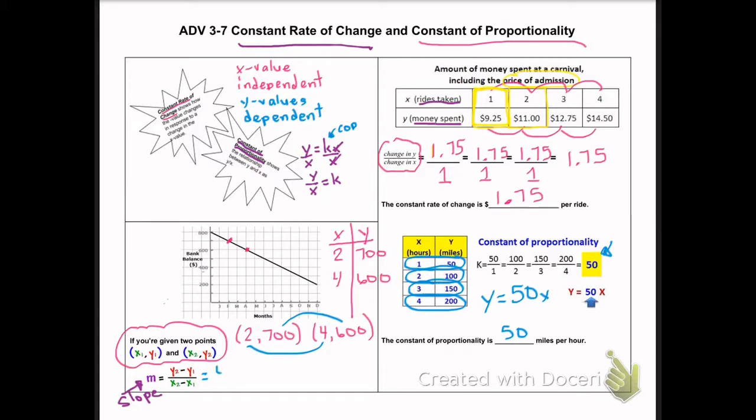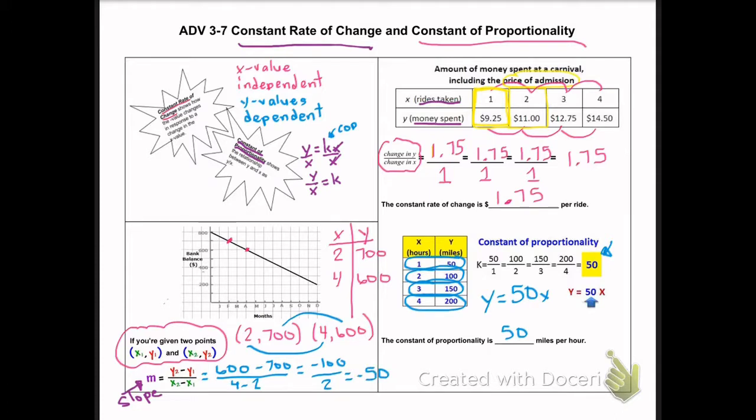So we would be looking at 600 minus 700 over 4 minus 2. So 600 minus 700 is negative 100, which is no surprise. We can see the line is falling, so we expect to have a negative constant rate of change, or a negative slope. And then 4 minus 2 is 2. And negative 100 divided by 2 is negative 50.